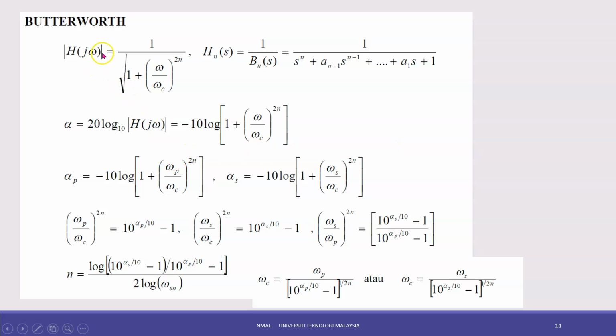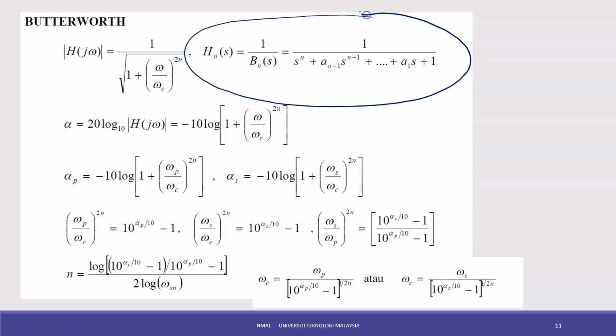And it has here the gain, H(j omega), and also the normalized transfer function, which is the final equation that you want to find. This is the one that we want. In order to find all these coefficients, you need to know alpha P and also alpha S. To calculate the order, you use this formula with alpha P and alpha S, and for n is here, and this is for omega C.